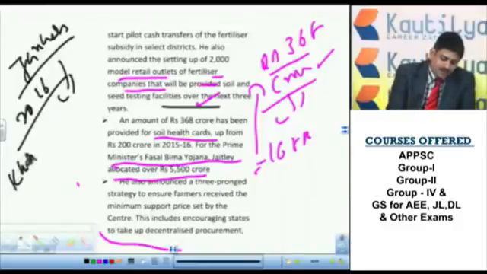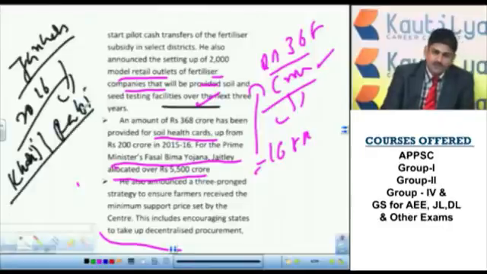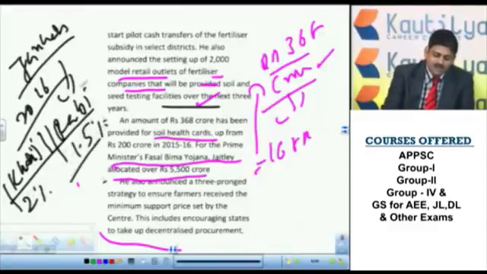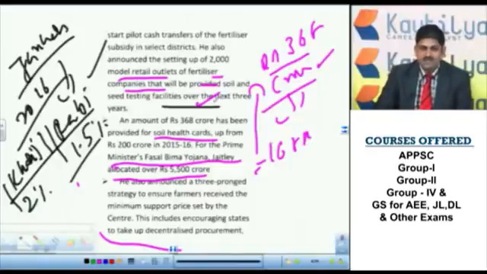Kharif, Rabi, 2 agriculture seasons are there. Out of the total premium, which will be decided by the insurance companies, the farmers have to pay only 2% for Kharif crops and only 1.5% in case of Rabi crops. This is what the scheme is about. We will discuss the scheme fully later on.